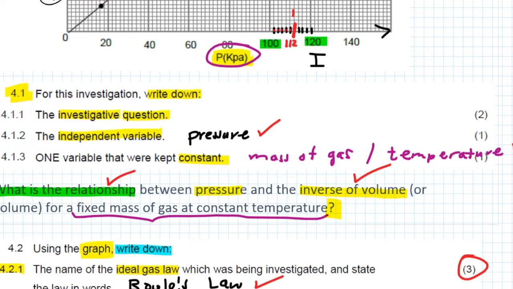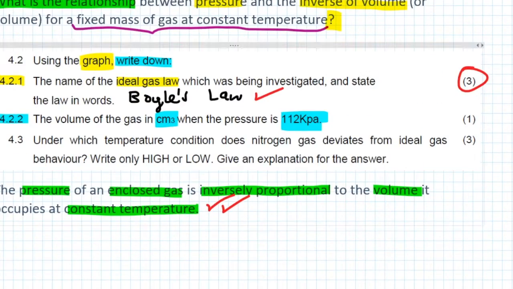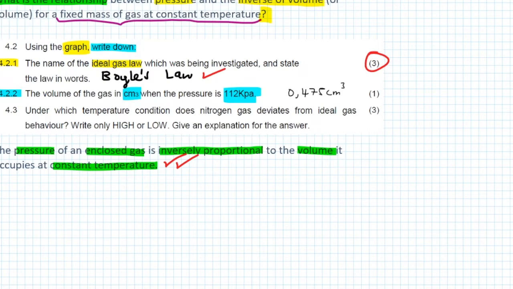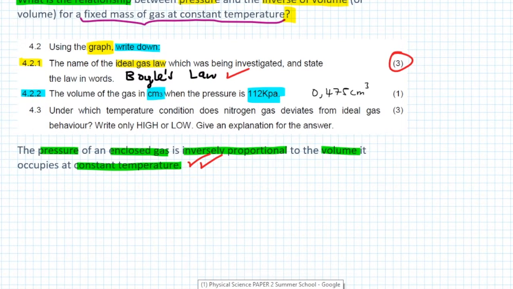If you would like to, let's write down an answer of 0,475, and that is going to be measured in centimeters cubed. So anything between 0,47 or 0,48, you can award yourself 1 mark for your answer in centimeters cubed. But please make sure that whenever they ask you to read off of the graph, you read off of the graph accurately.